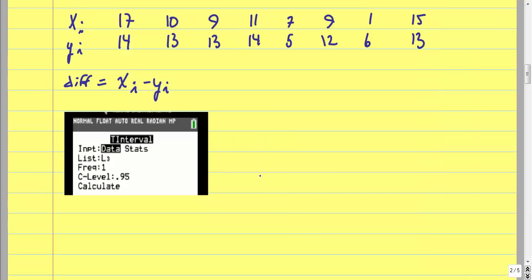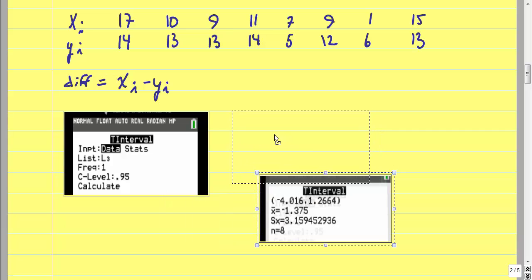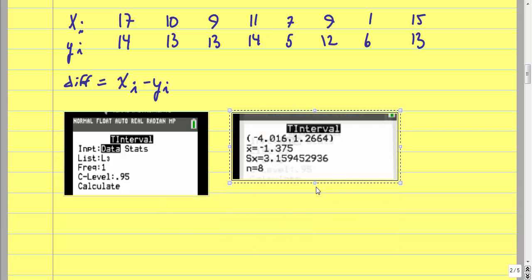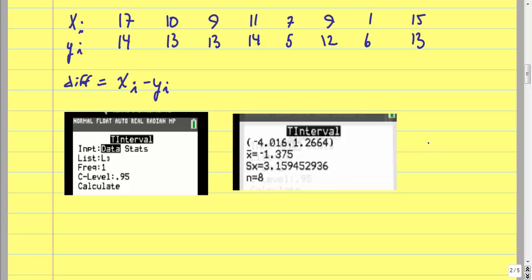And then we'll talk about what this confidence interval means in terms of the difference. Okay, so this is our confidence interval right here. Again, this is a 95% confidence interval, and this was calculated based on L3. L3 was my third column of data, which would have been the same as taking the differences 17 minus 14, 10 minus 13, 9 minus 13, 11 minus 14, etc.